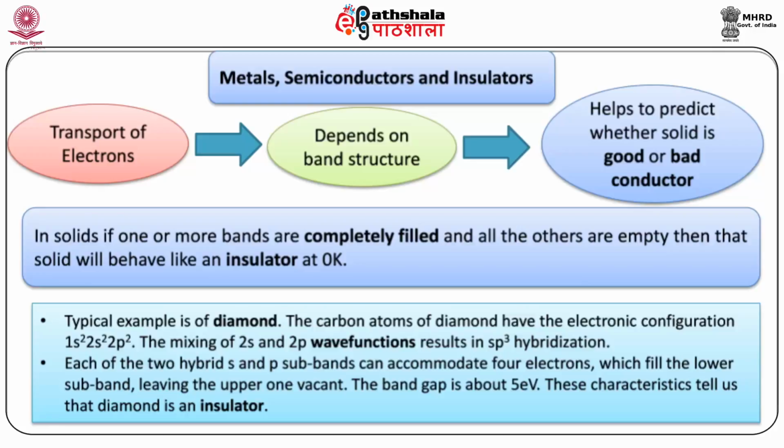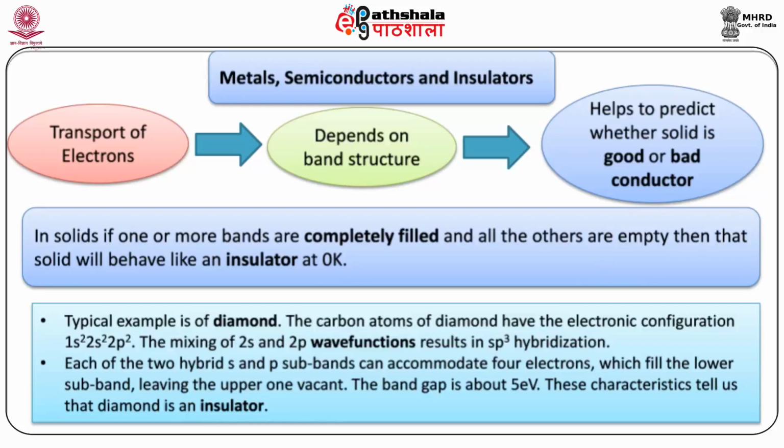So based on what we have learned up till now, we can try to analyze how metals, semiconductors and insulators differ from each other. The transport of electrons in a solid depends on their band structure. Once the band structure is known, it is possible to predict whether the solid is a good or a bad conductor. Now, if there are N primitive cells in a crystal, then the number of energy states in a given band is equal to N. Each state can accommodate 2 electrons of opposite spins. Hence, in order to fill the band completely, 2N electrons are required.